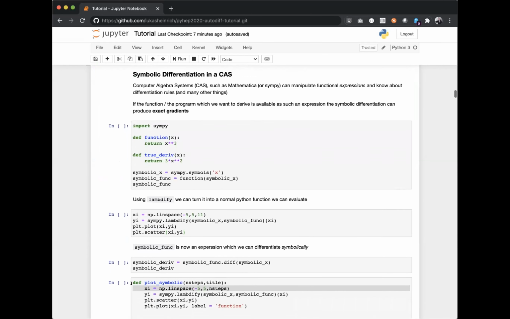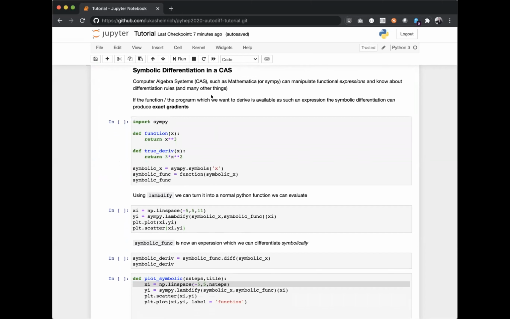And then the other thing that you might be thinking of is symbolic differentiation. So in a computer algebra system, the main one here is Mathematica, or in the Python world, it's SymPy. Here you can manipulate expressions, and the computer algebra system knows about the differentiation rules and can apply those in a pretty rote way, and then just produce expressions that correspond to the exact gradient. So that's much better. So let's try that.